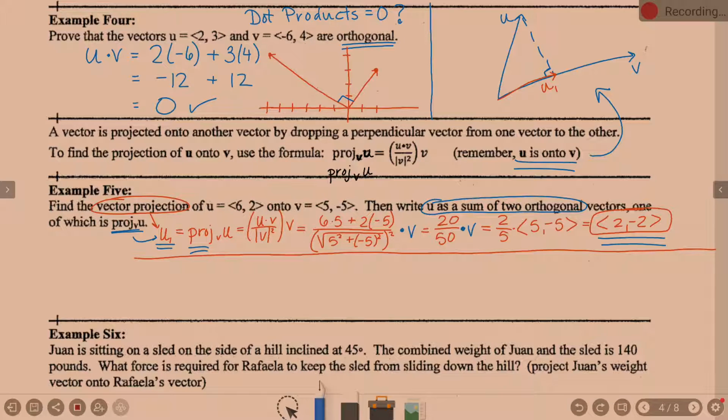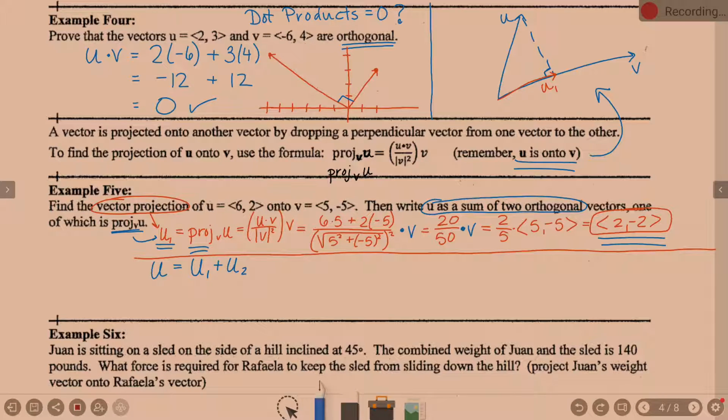And so, let's see. I'm going to set it up to have you guys thinking, u, they want us to write u as the sum of two orthogonal vectors. So I'm going to say u is going to be equal to u1 plus u2. So I'm defining, we already know u1, right? We don't know u2. And that's our goal. In order to be able to write u as a sum of two orthogonal vectors, one of which is the projection, then we have to know the other piece.